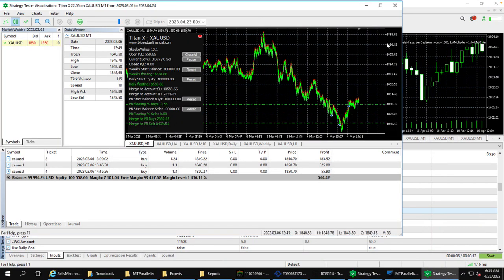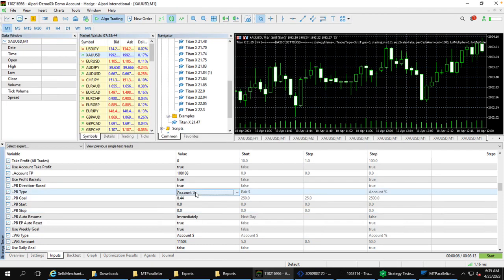Actually, in fact, let's just show a couple of examples before we get into that, of the profit basket hitting. Look, I made $564 there. Let's set our profit basket goal to $564, and that's what we should see.